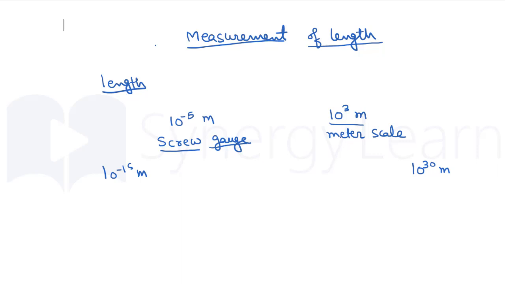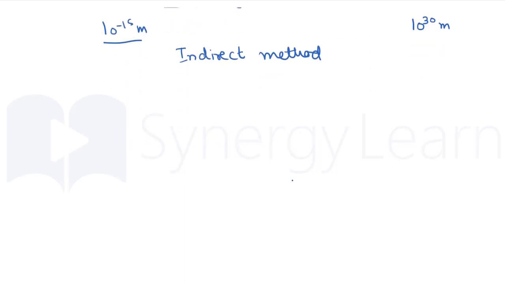But to measure distances which are very small, much smaller than 10 raised to power minus 5 meter, or much larger than a kilometer, we use indirect methods. Here we will learn about one such indirect method which is called parallax method. Let us understand what parallax means.